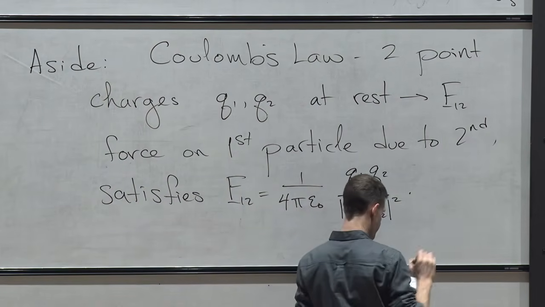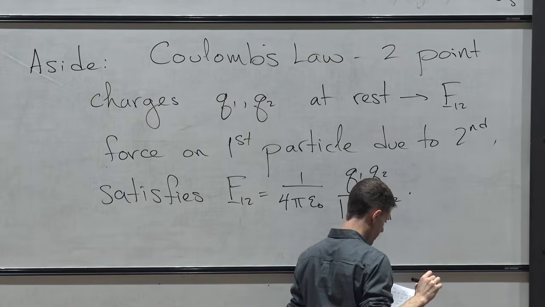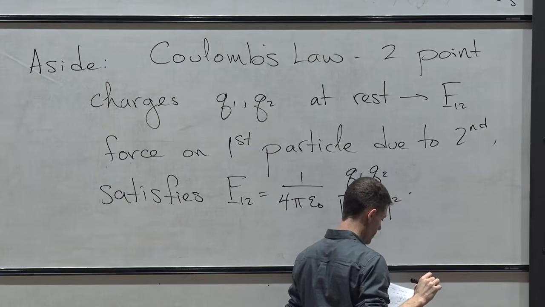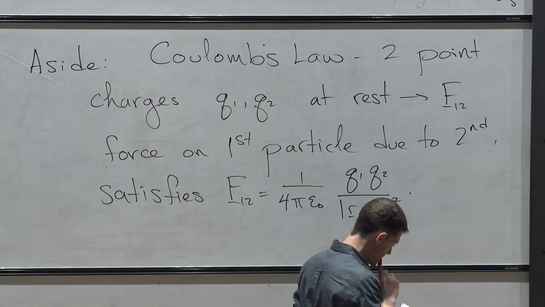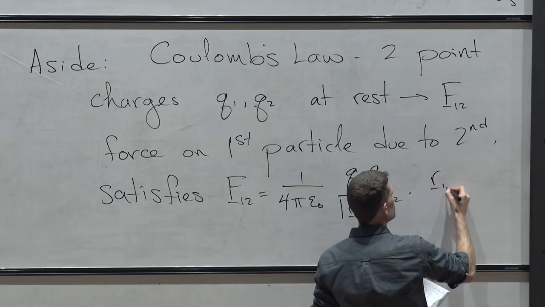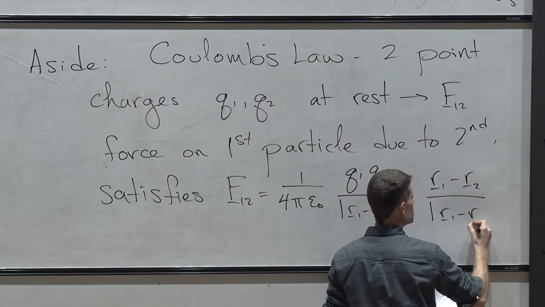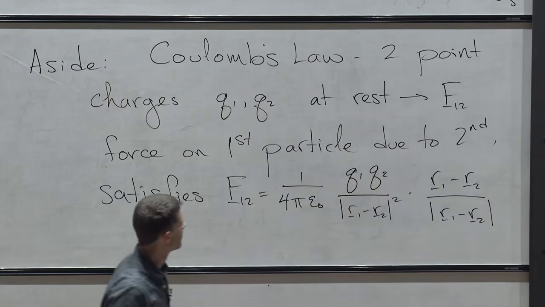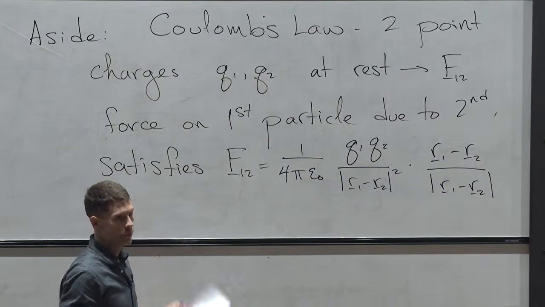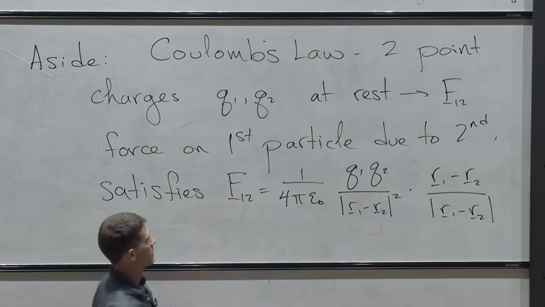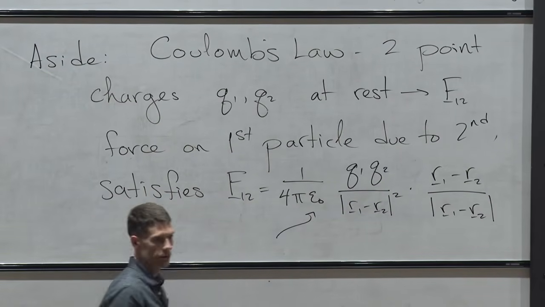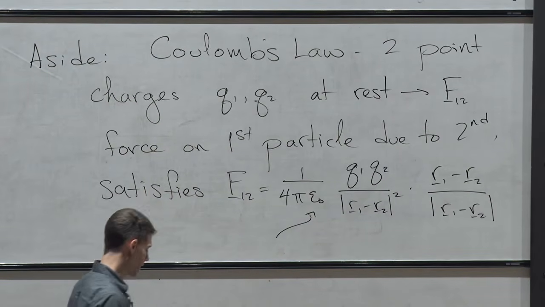And be careful, the force on the first particle points along r1. That epsilon naught is called the permittivity of free space. It's just, again, a universal constant.